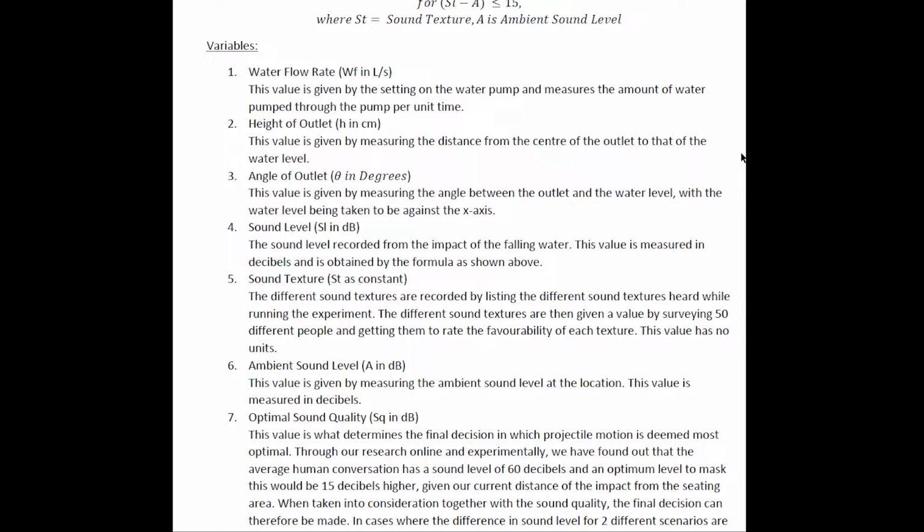Next, we have sound texture. The different sound textures that we recorded in the experiments were given a value only after we surveyed 50 different people and had them rate the favorability of each texture. Next, 6, we have the ambient sound level. This value is given by measuring the ambient sound level at the location, and it is also measured in decibels.